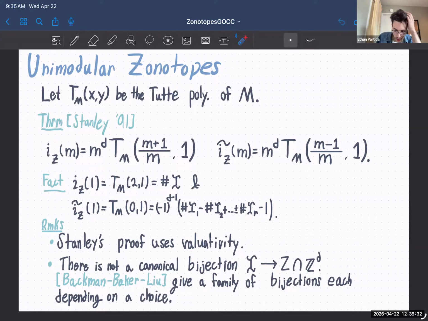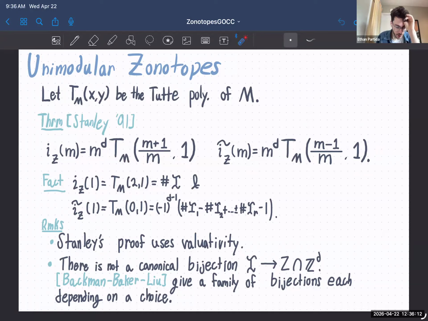Okay. And so a result of Stanley tells us that this matroid associated to the matrix A actually knows basically all the Ehrhart theory of the zonotope associated to it. So he's saying that if I take the nth dilate of a zonotope, well, the number of lattice points in that dilate is given by an evaluation of the Tutte polynomial. Same thing for the interior lattice points. And this is a very nice formula. I mean, this Tutte polynomial is the nicest polynomial you have for a matroid.